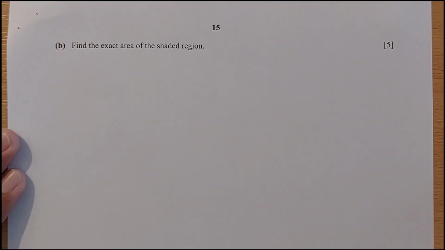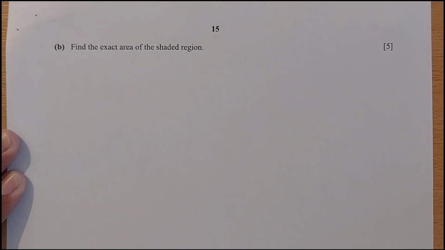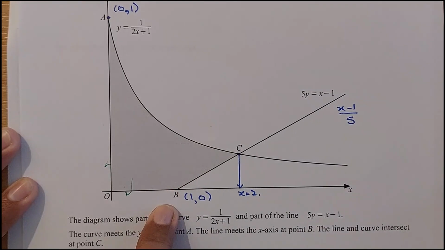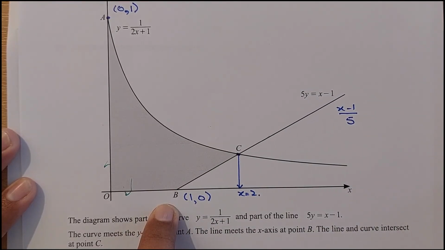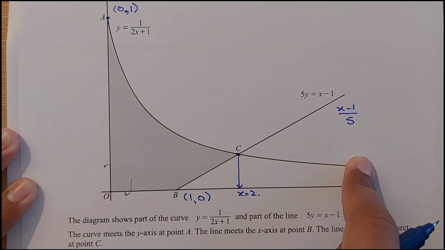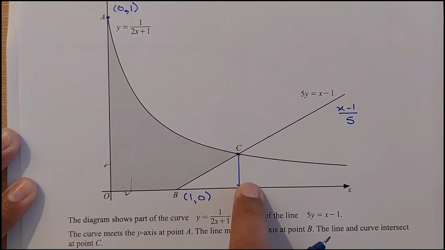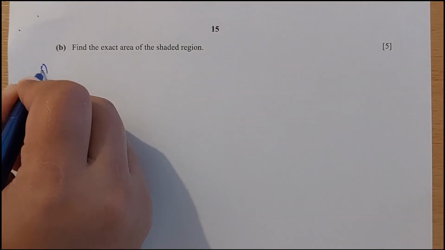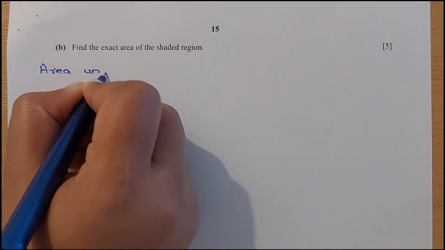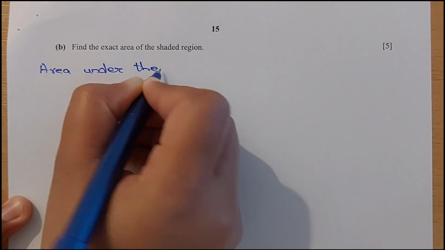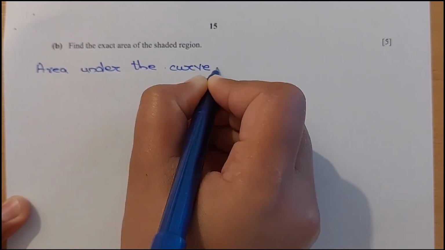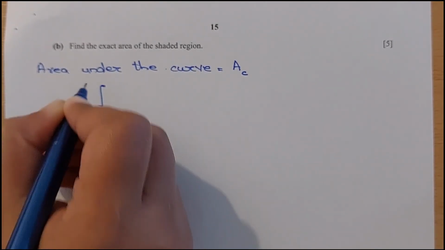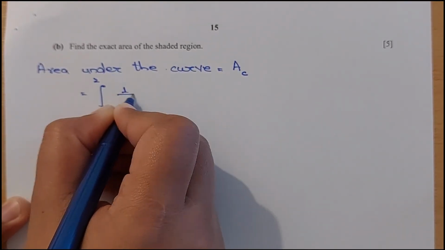Now for the B part, find the exact area of the shaded region. This is the shaded region. You can see you have this curve and this line. So basically we need to find the area between the curve and the line. Let me first find the area under the curve AC, between x is 0 to 2. So integration: that is equal to the integral from 0 to 2 of the function 1 divided by 2x plus 1 dx.